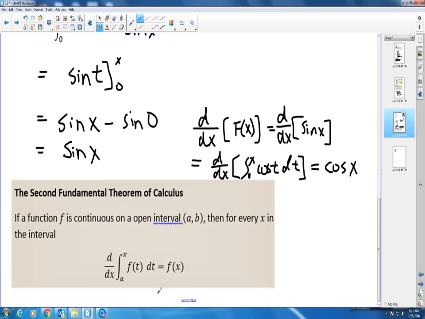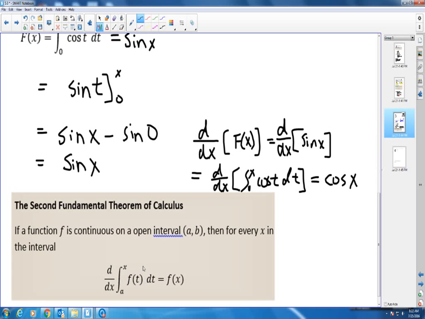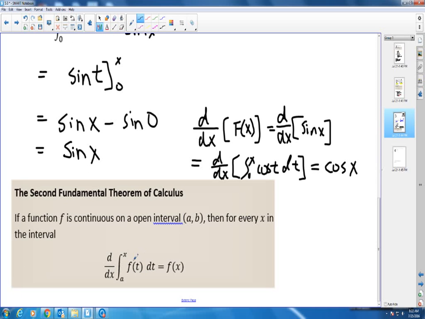And that's what the second fundamental theorem of calculus is telling us. If I take a derivative of an antiderivative, I will get my original function back. And I can show you with another example as well.